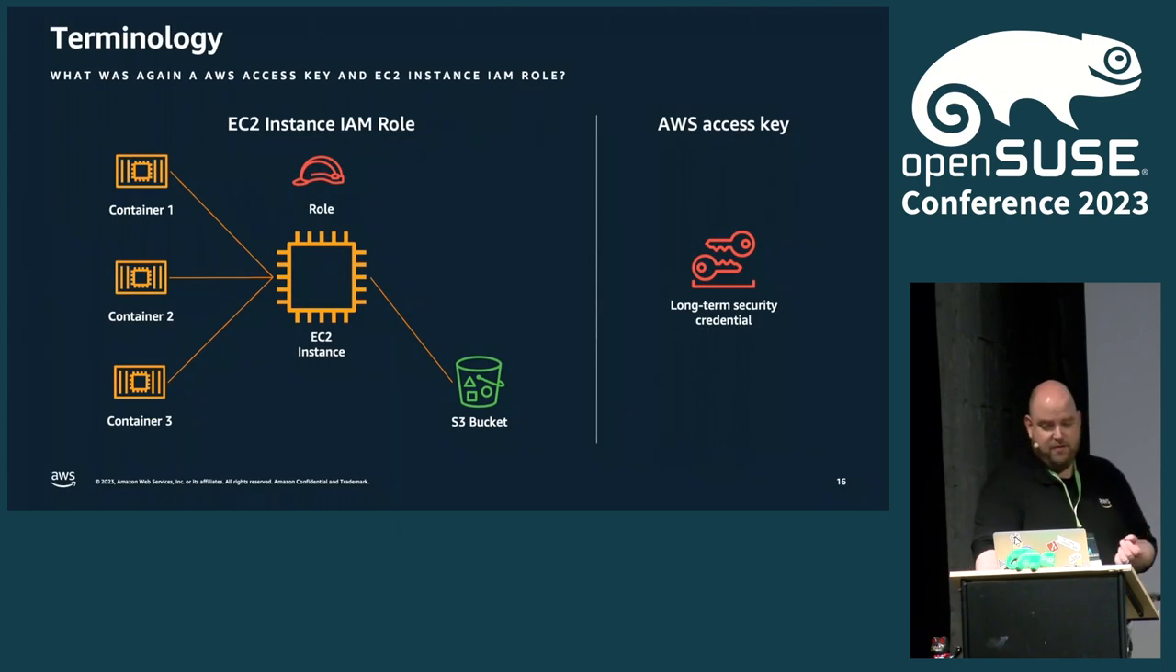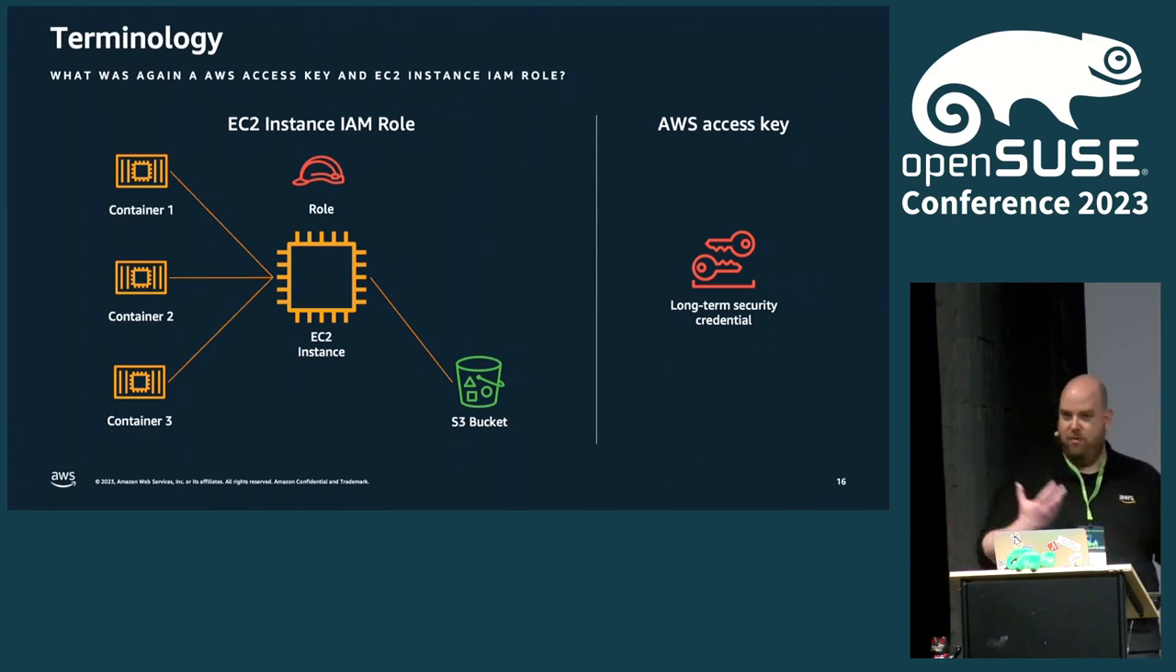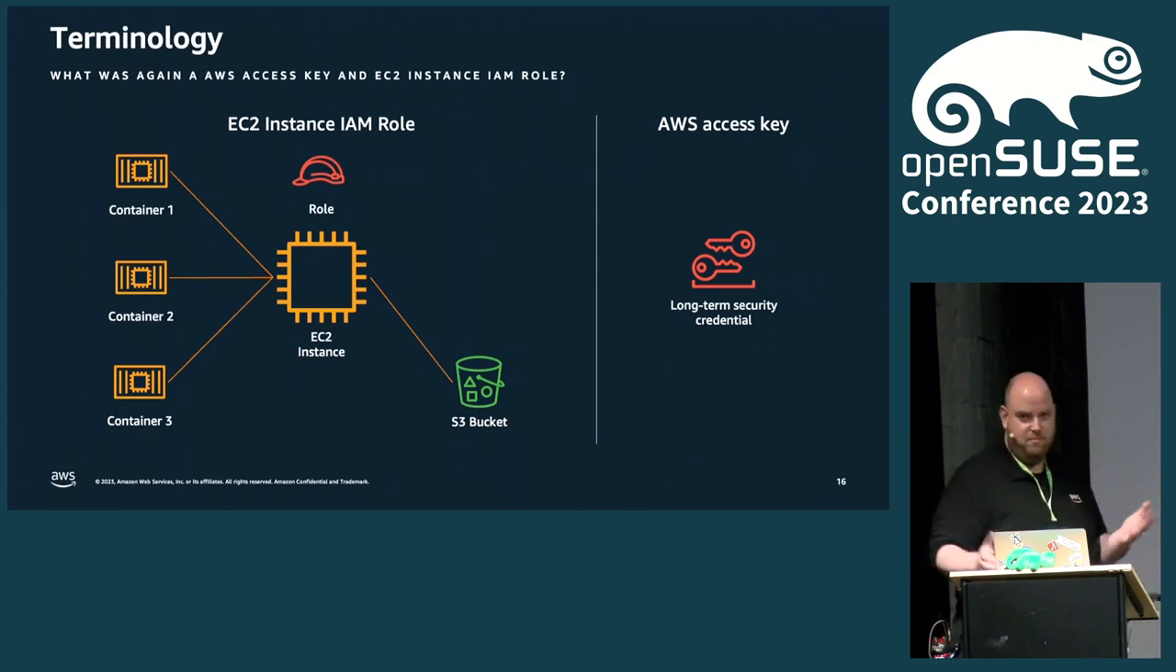Another important thing to understand is EC2 instance roles. So I have an EC2 instance, and I can attach an IAM service role to that. And this grants access for every application which is running on this EC2 instance to an AWS service. That's fine when you just have one application running on that system, right? Because then you want that.